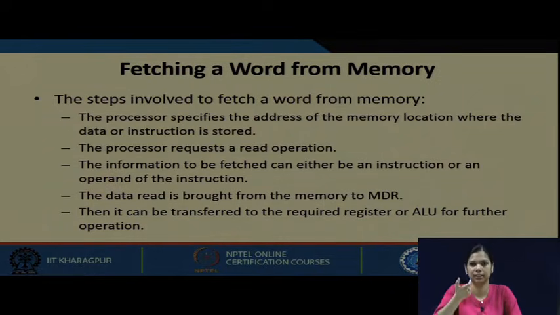So, when we fetch an instruction or data, we put the address in MAR, we activate the read control signal. Once it is read from the memory, it is brought into MDR, and now from MDR, which is an internal processor register, we can move the data or instruction wherever we want it. Then it can be transferred to the required register or ALU. It can either go to IR if it is an instruction, or it can go to ALU for further processing if it is data.